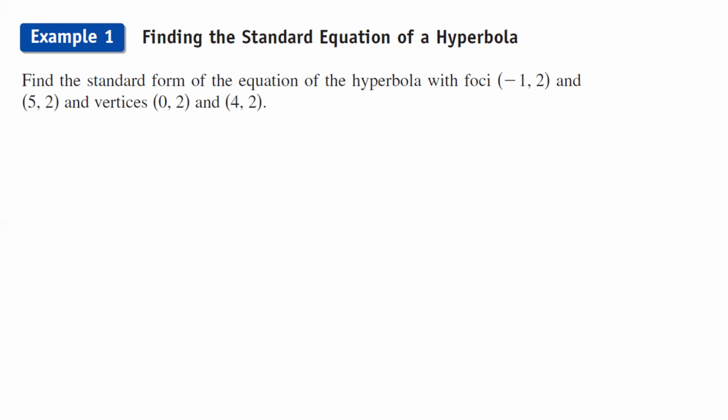So find the standard form of an equation of a hyperbola with foci at (-1, 2) and (5, 2), and the vertices are (0, 2) and (4, 2).